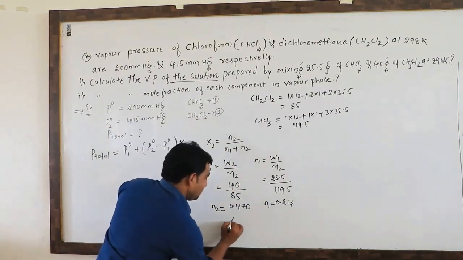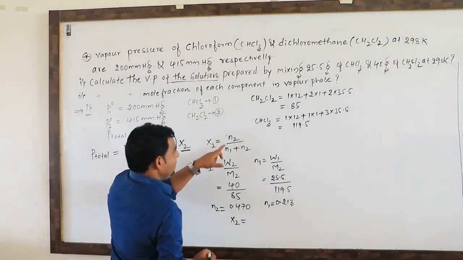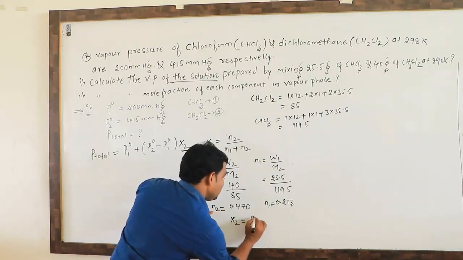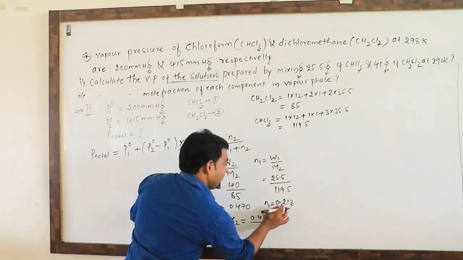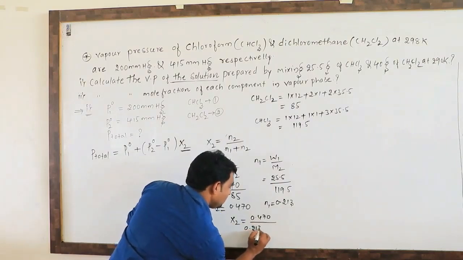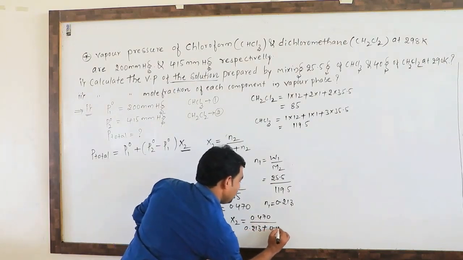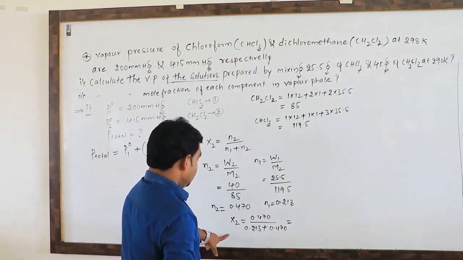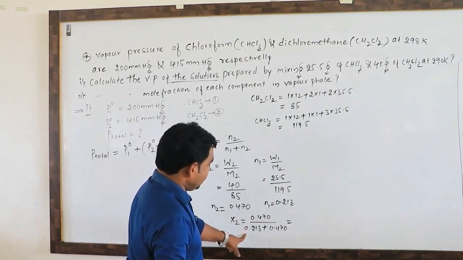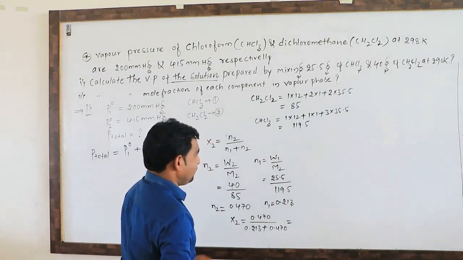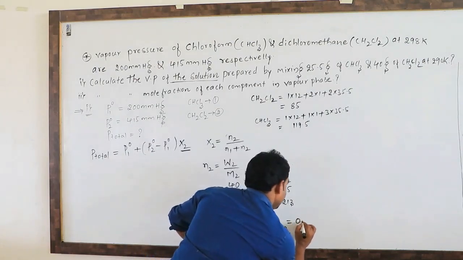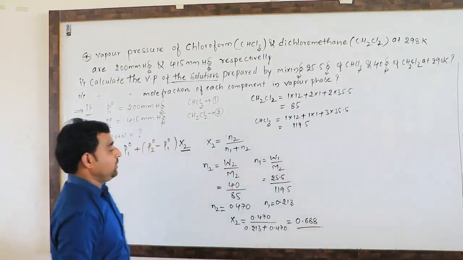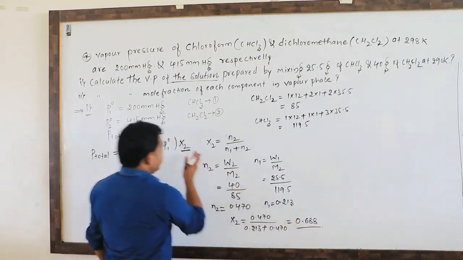X2 is equal to, how much are we getting? X2 is equal to N2 divided by N1 plus N2. N2 we already calculated: N2 is 0.470, divided by 0.213 plus 0.470. So X2 is equal to 0.470 divided by 0.213 plus 0.470, which is 0.688. This is the mole fraction of the second component. So now we can fill in the value of X2 here.